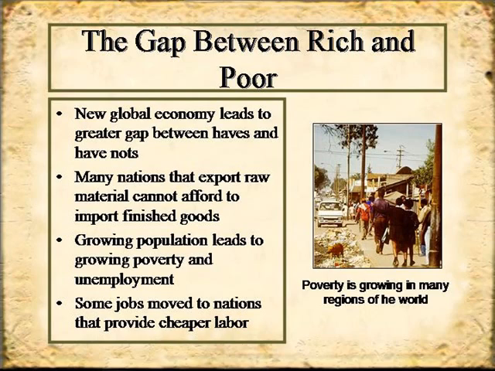We're also seeing growing population leading to growing poverty and unemployment around the world. And some jobs are actually moving away from wealthier nations into nations that can provide cheaper labor. And we're certainly seeing that in the United States as jobs move south and jobs move into India because the labor is cheaper there.